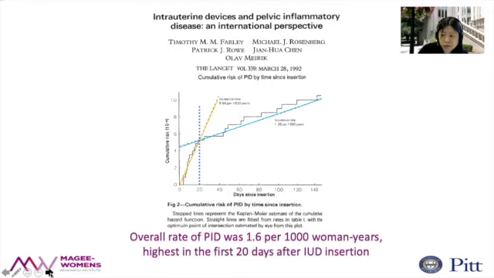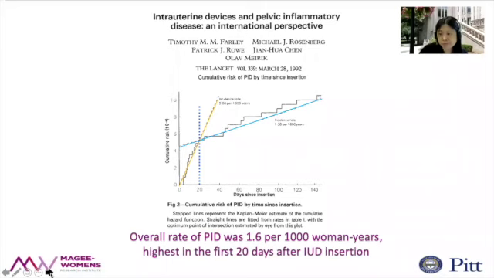The overall rate of PID was 1.6 per 1,000 woman years. But after adjusting for confounding, the researchers found that the PID risk was more than 6 times higher during the first 20 days after insertion than during later times, as demonstrated by the orange line compared to the light blue line, and occurred infrequently beyond the first 20 days. They concluded that PID among IUD users was related to the insertion process and to the background risk of sexually transmitted infections after the initial insertion process.